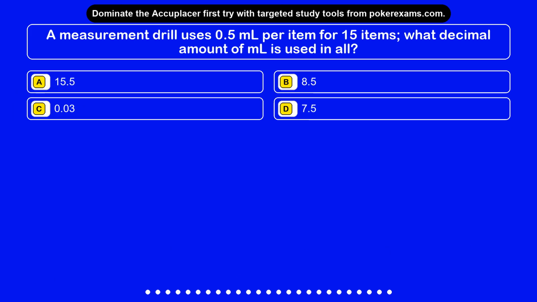Question 3. A measurement drill uses 0.5 ml per item for 15 items. What decimal amount of ml is used in all? Option A, 15.5. Option B, 8.5. Option C, 0.03. Option D, 7.5.